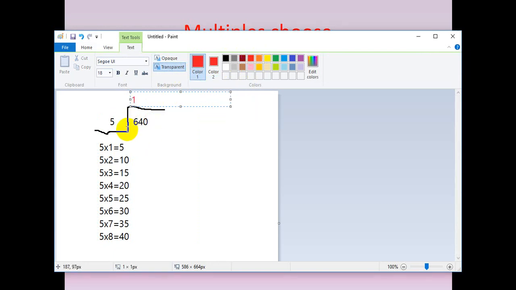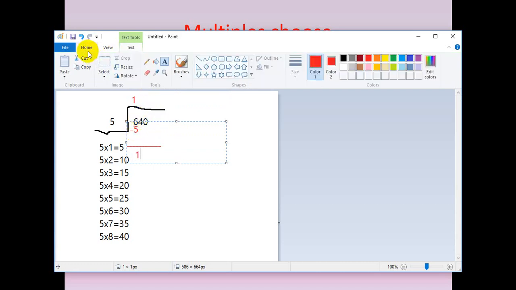And we write here minus 5. Equal what? Equal 6 minus 5. It will be 1. Here, bring down 4.